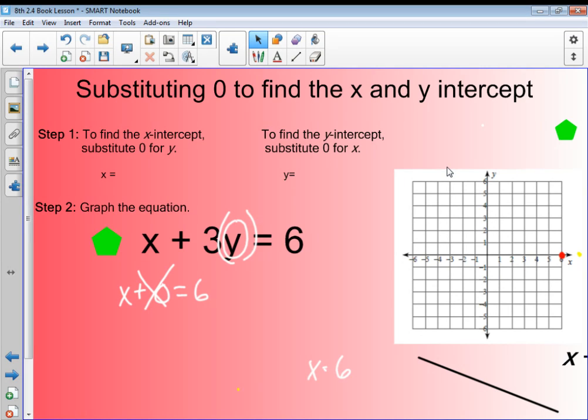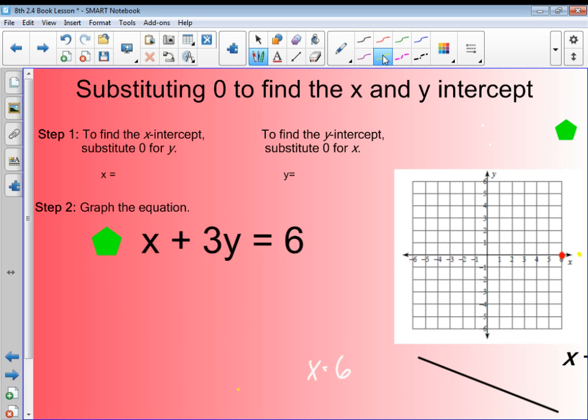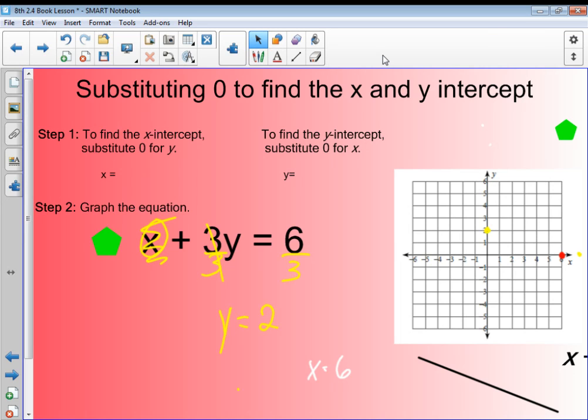Now we're going to do the same process with our y. So now we're going to substitute in a 0 where we have our x. So we'll put a 0 in here. We've got 0 plus 3y equals 6. So this is gone now. To get y by itself, divide by 3. Divide by 3. We just found out that our y-intercept is 6 divided by 3, or 2. So on our y line, we're going to put a dot where 2 is, and then we're going to draw our line through those points.